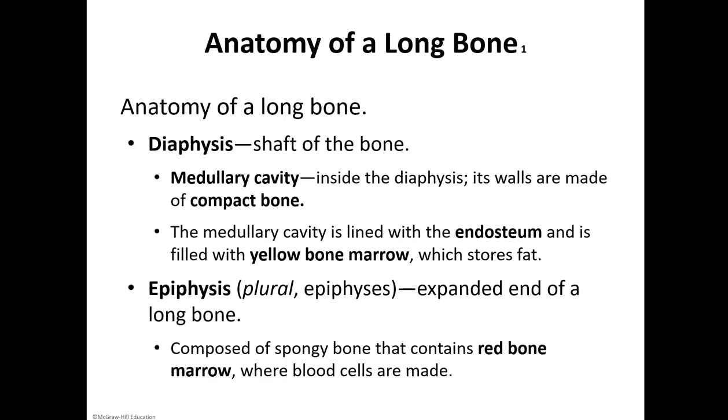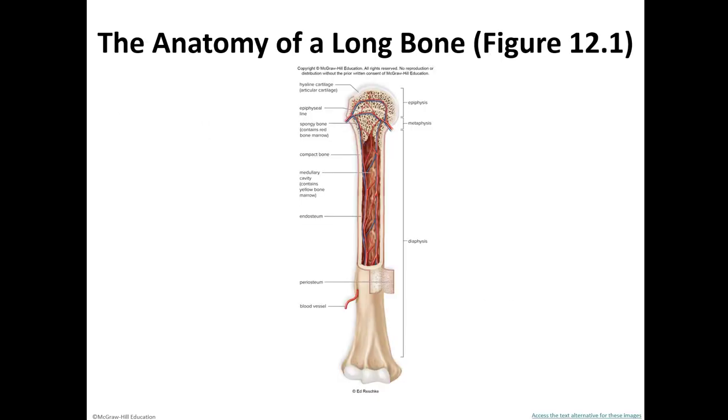The shaft of the long bone is also known as diaphysis. It has a large medullary cavity, whose walls are comprised of compact bone. The expanded region at the end of a long bone is called the epiphysis. The epiphyses are composed largely of spongy bone that contains red bone marrow, and a long bone is covered by an outer layer called the periosteum.